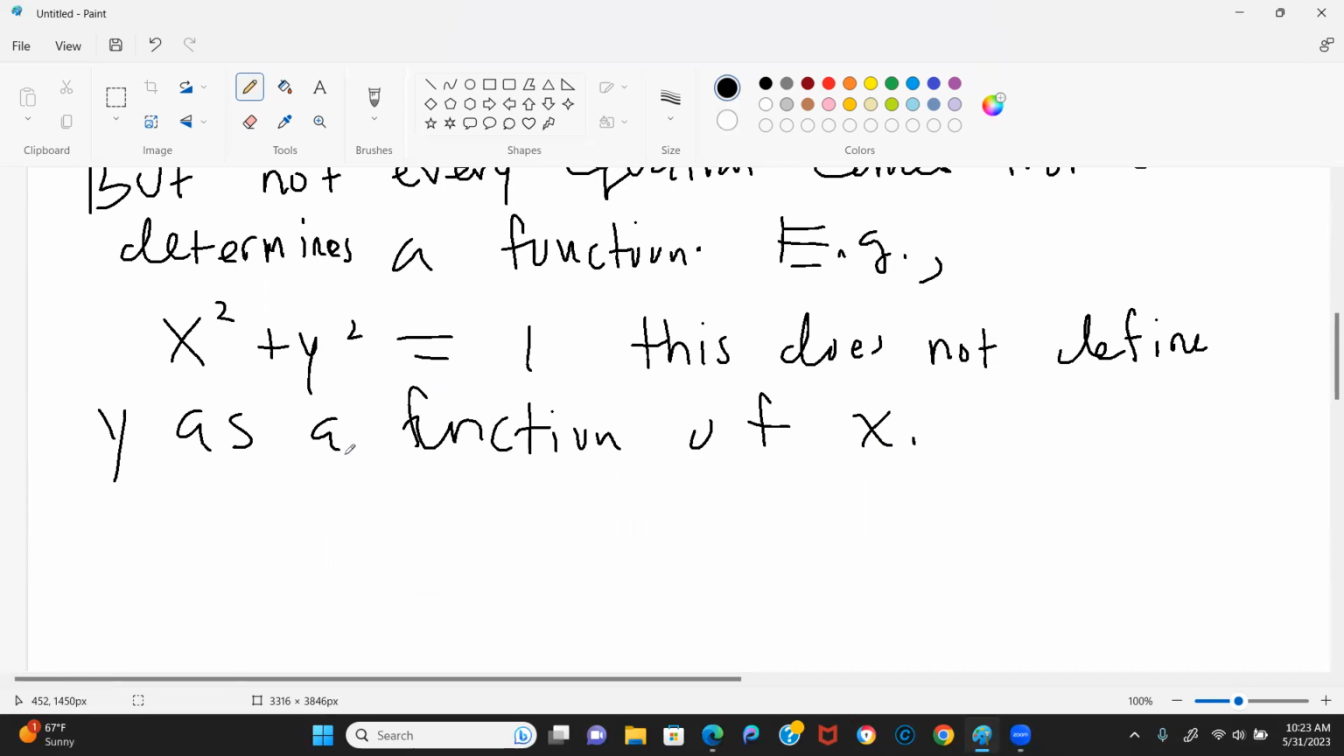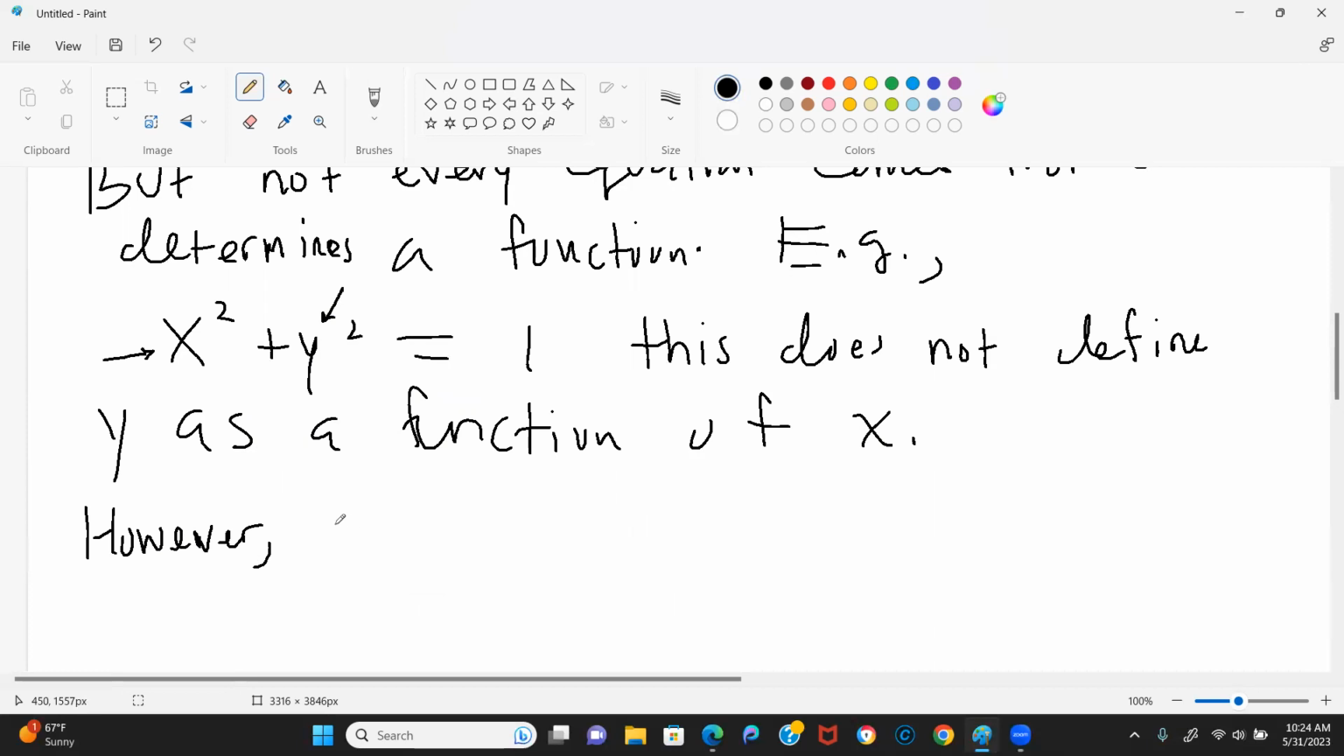Remember, what does it mean to be a function? It means if I give you an input, there's a unique output. But if I plug in a specific x here, there are going to be two y values associated, one for the plus root, one for the minus root. But it still makes sense to differentiate this equation. So this does not define y as a function of x. However, we're going to see it still makes sense to talk about derivatives of equations from two different perspectives.